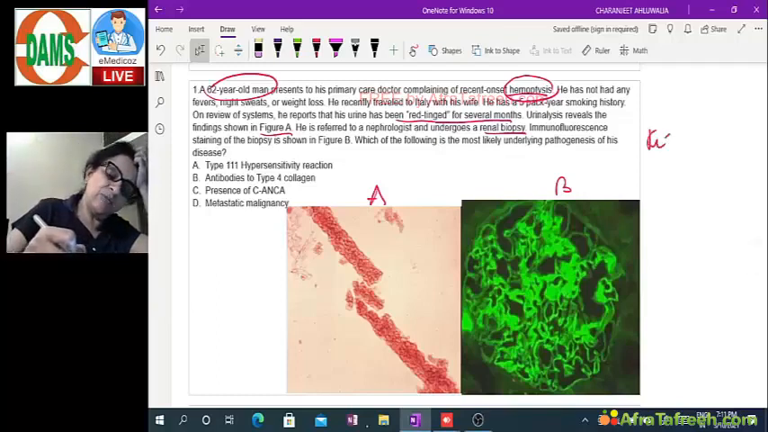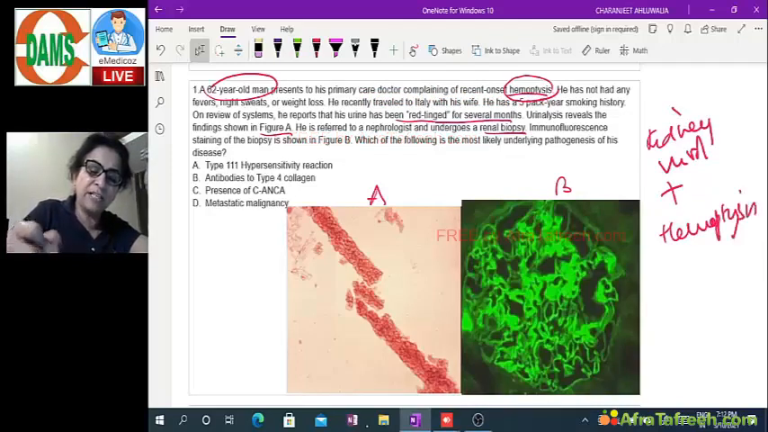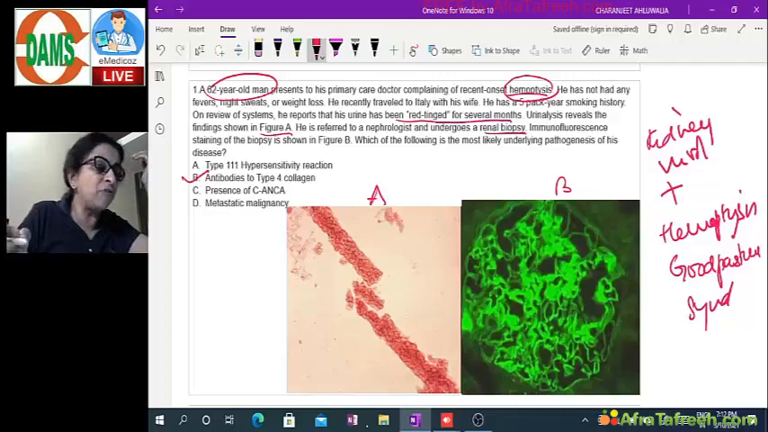So there is kidney involvement plus hemoptysis. Okay, good. Preeti has given the answer. Anybody else? So there is hemoptysis as well. So this is Goodpasture syndrome. So the answer is B, antibodies to type 4 collagen.